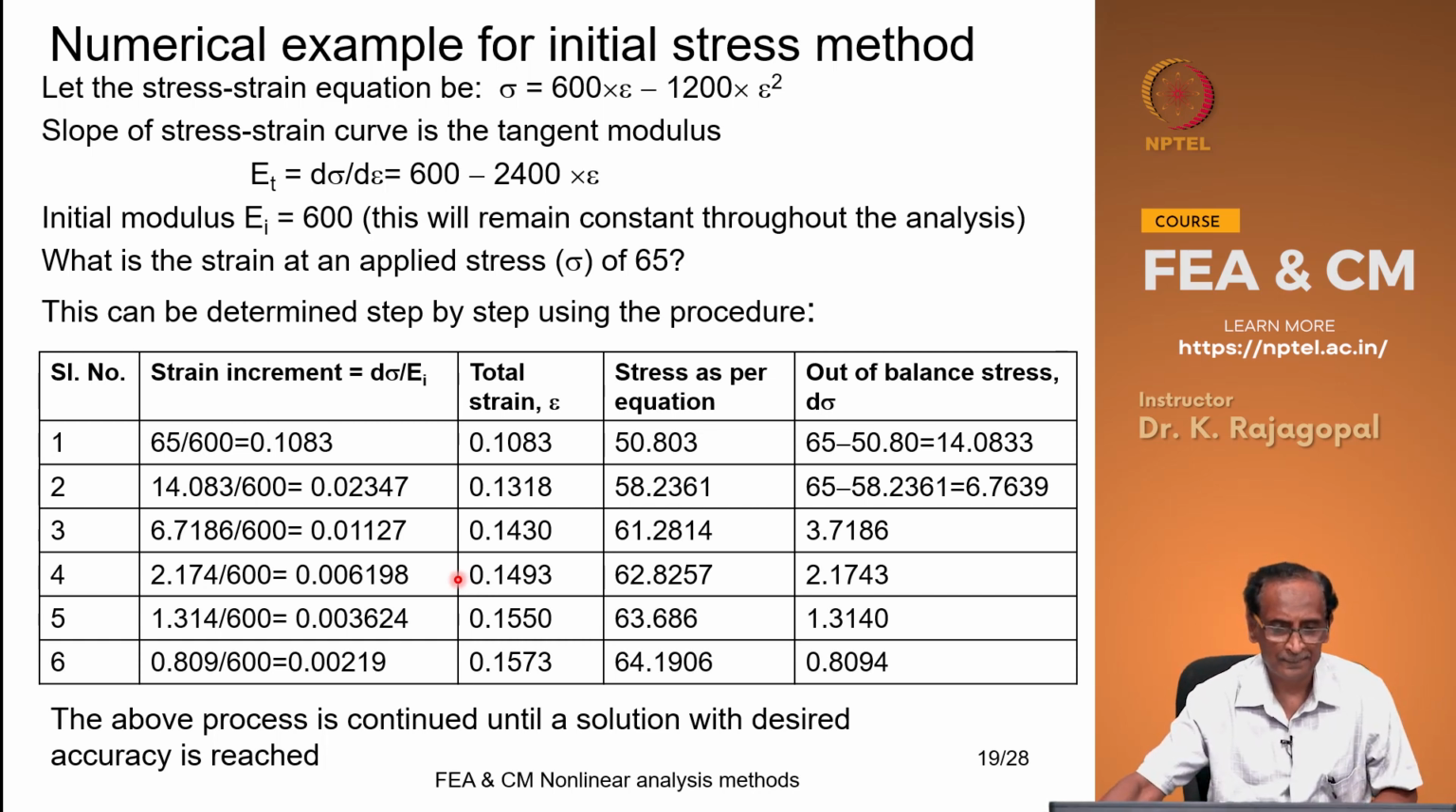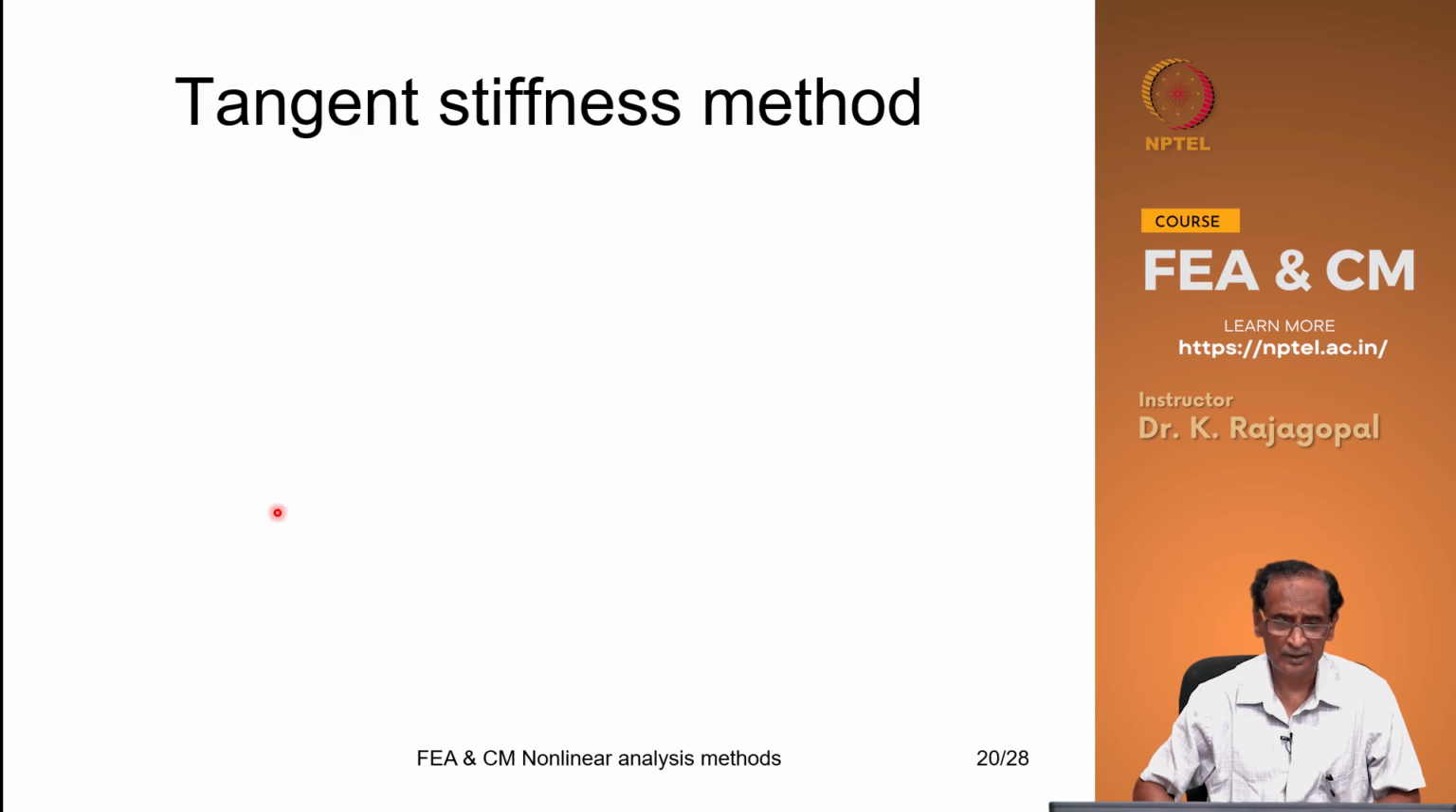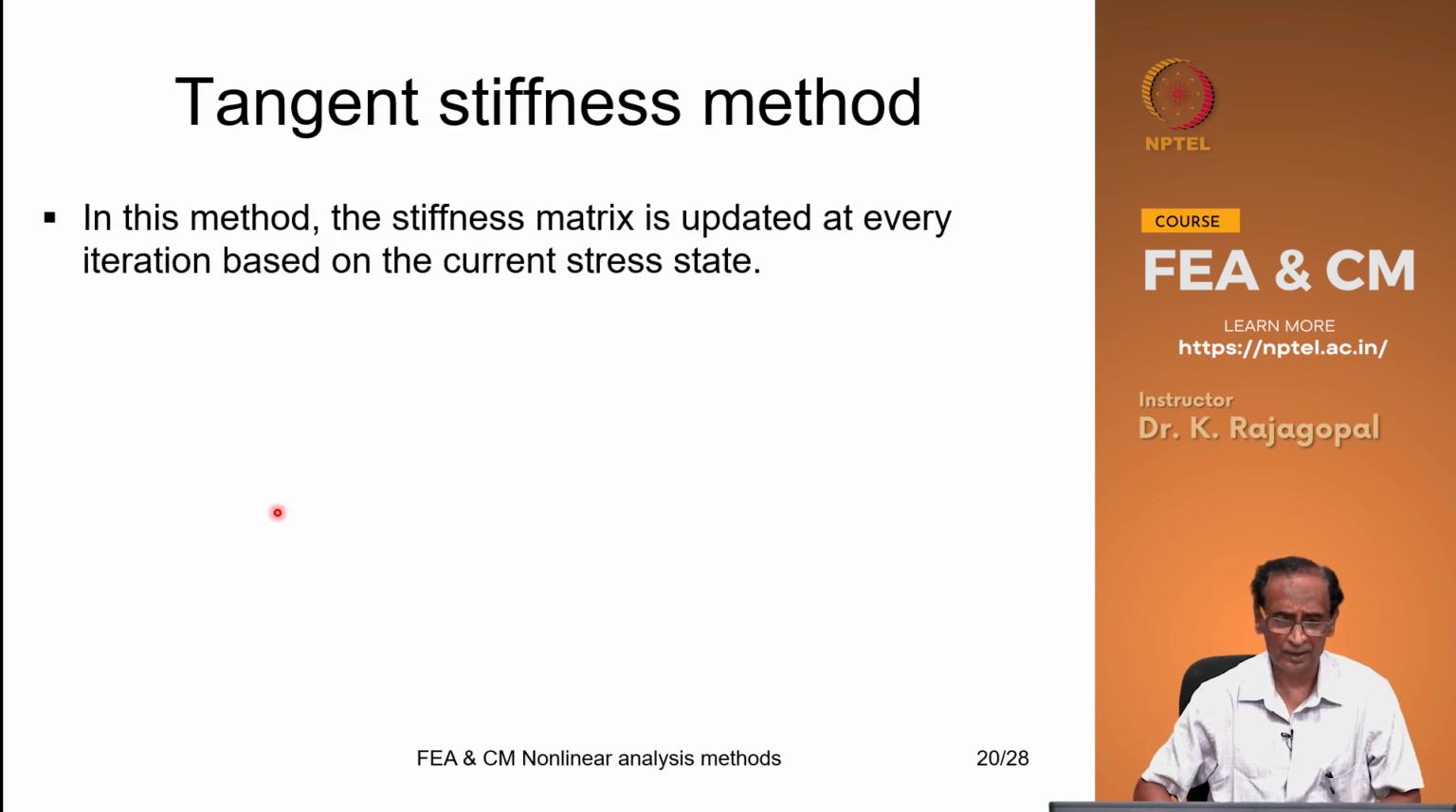Okay. So, this procedure will take a very large number of iterations, because we are maintaining a constant Young's modulus. The Young's modulus is kept constant at 600. We can improvise this by using the tangent stiffness method.